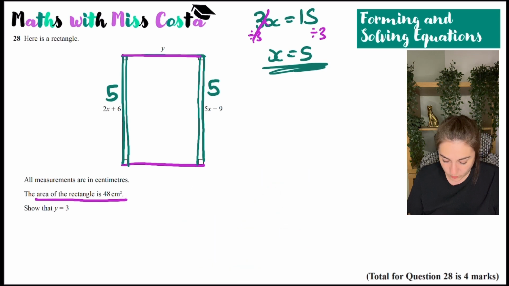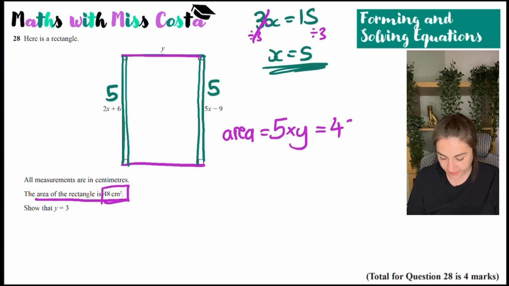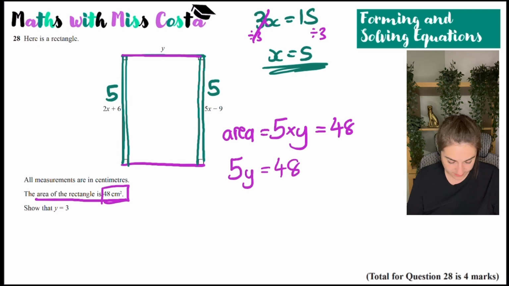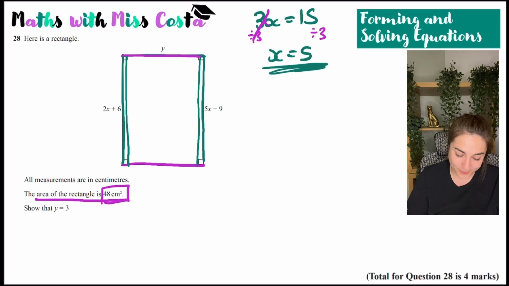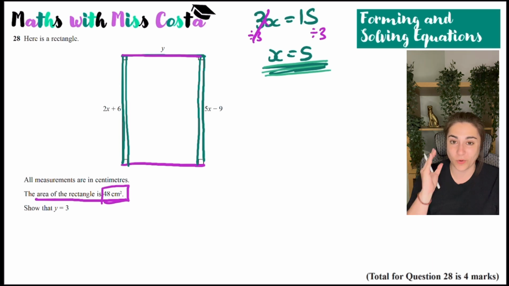Now, I'm also told that the area is 48 centimeters squared. So I know that 5 times by y must equal 48. So if 5y equals 48, oh, sorry. This is why you need to read the question very, very carefully. So of course, the side does not equal 5. I've worked out what x equals.